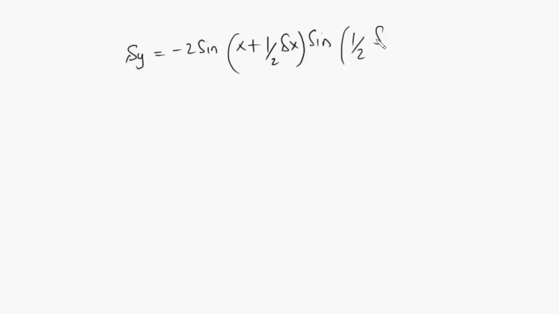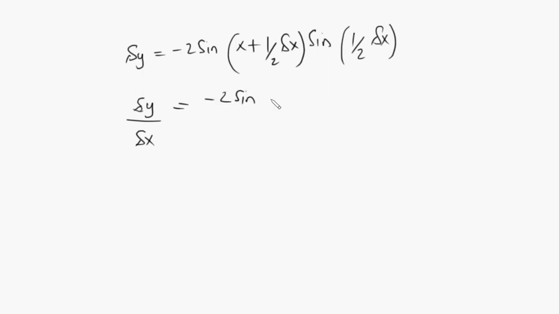So my delta y is just equal to negative 2 sin of x plus 1/2 delta x times sin of 1/2 delta x. So I want to find delta y over delta x, okay. So I divide by delta x both sides. Kwa hiyo hii itakuja kuwa negative 2.